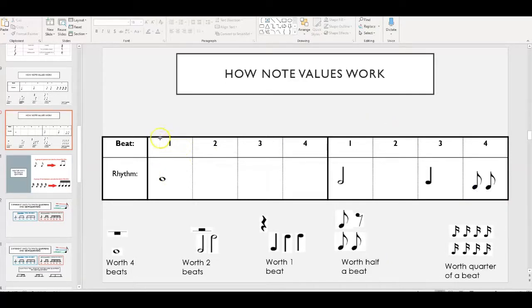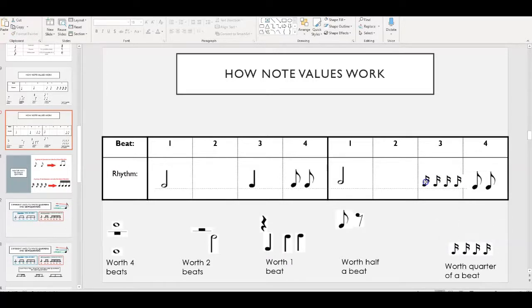Ready? 1, 2, 3, 4. 1, 2, 3, 4. 1, 2, 3, 4, and. Okay, cool. Let's make some more complex rhythms, and then we'll talk about some new techniques to draw quavers and semiquavers. So I'm going to put that note there, and I'm going to put this note here, and then a pair of quavers there. I'll put this crotchet down here and some semiquavers in this box.